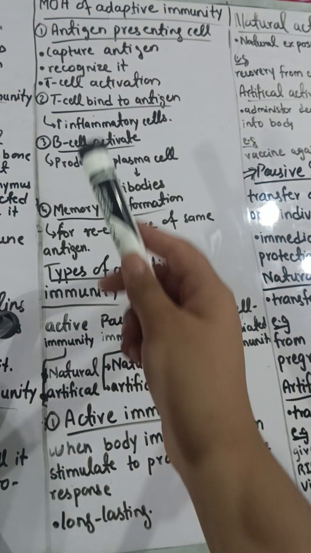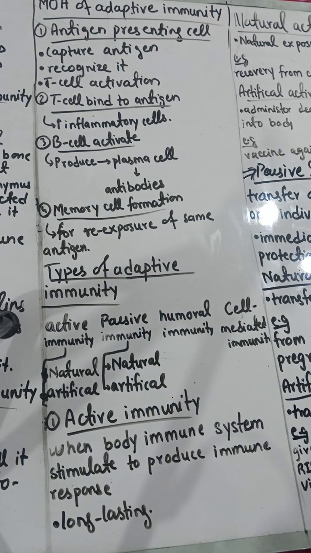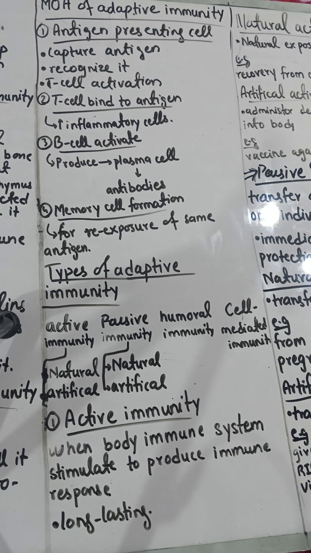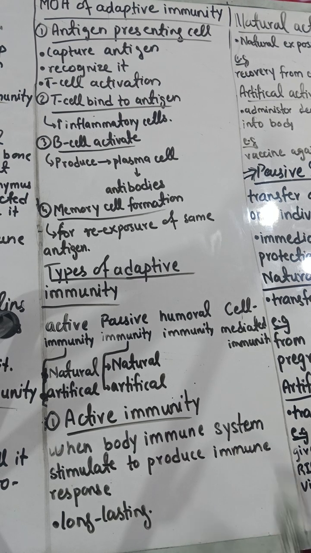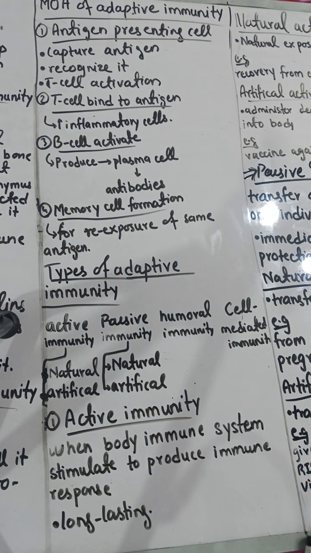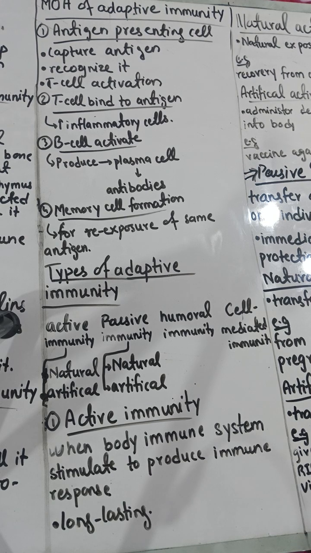T lymphocyte cells bind to your antigens and increase the inflammatory cells. They will increase the production of leukotrienes, and of eosinophils, neutrophils, basophils. So these cells will begin to migrate to that site. Then there will be the activation of B cells, B lymphocyte cells. They will produce plasma cells, and as a result antibodies will be produced against the specific antigen. That is very important: every antibody is specific to an antigen. Not every antigen has the same antibodies. A specific antigen has a specific antibody produced in our body.